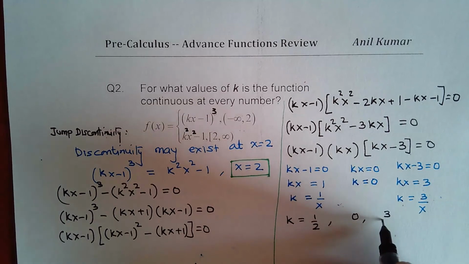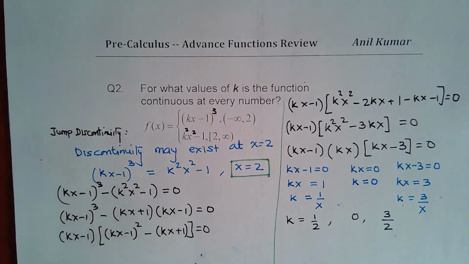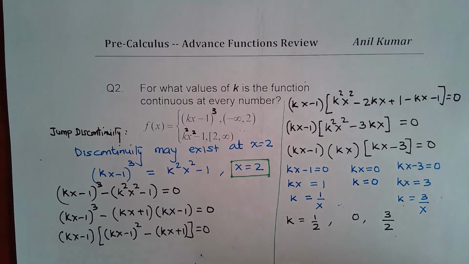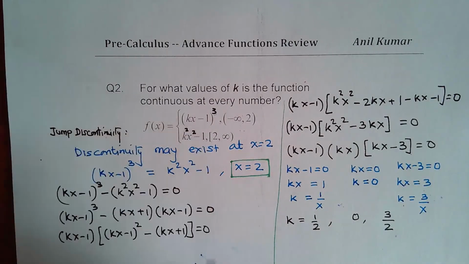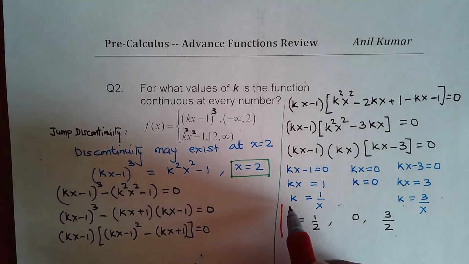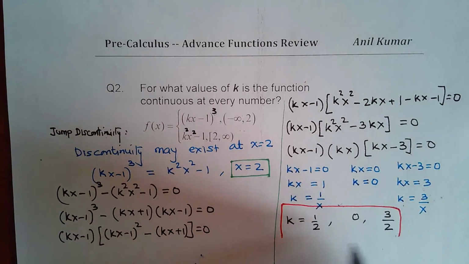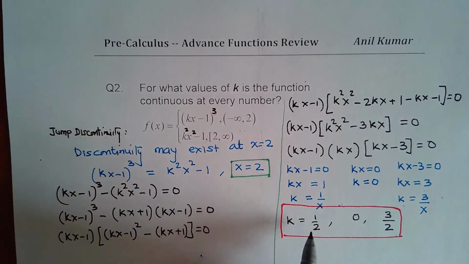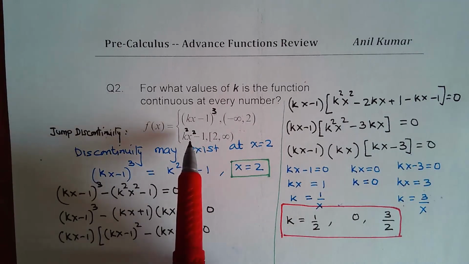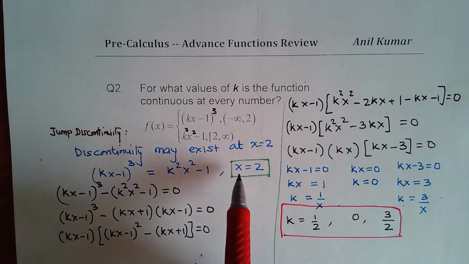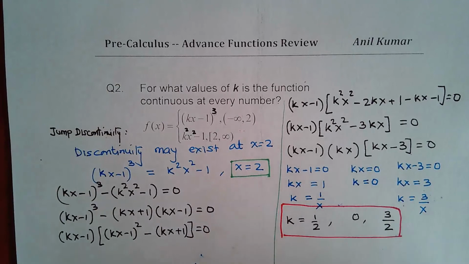Do you see that? So I have purposely done a general solution, since this question can be changed a bit, right? So instead of 1, I can write 4, something else, right? But you will know how to solve it. So we get three solutions for this particular question. So if k is half, 0, or 3 by 2, that particular function will be continuous even at x equals to 2, right? And now we can write down our answer.